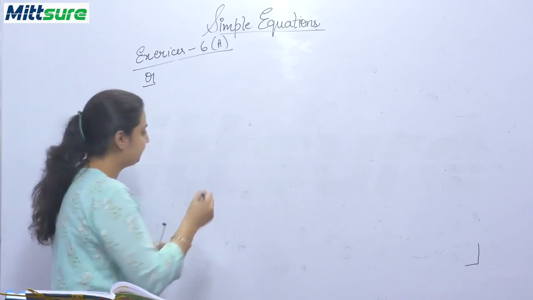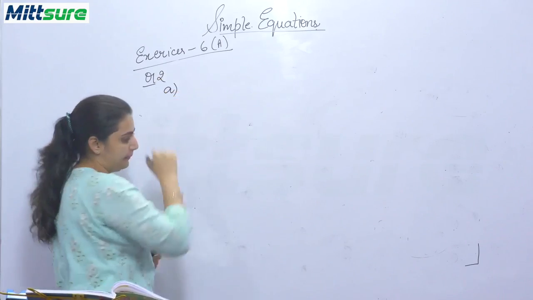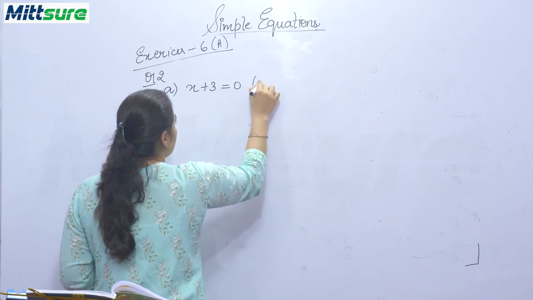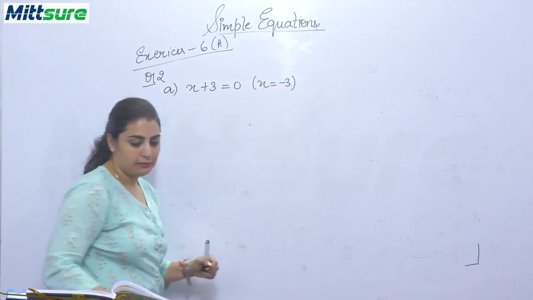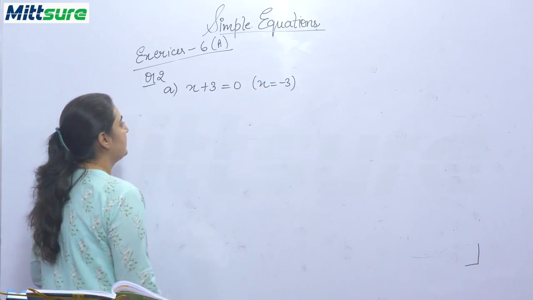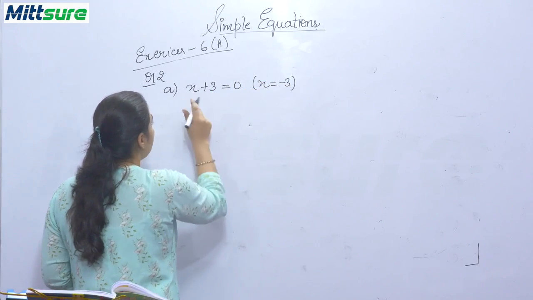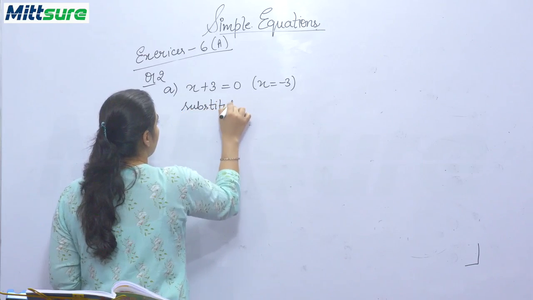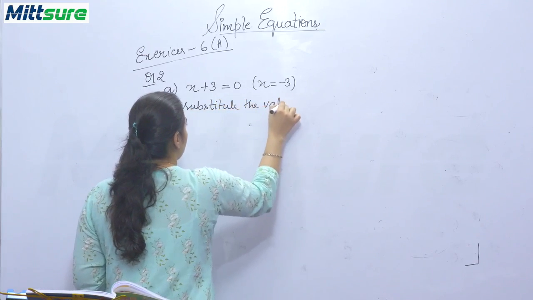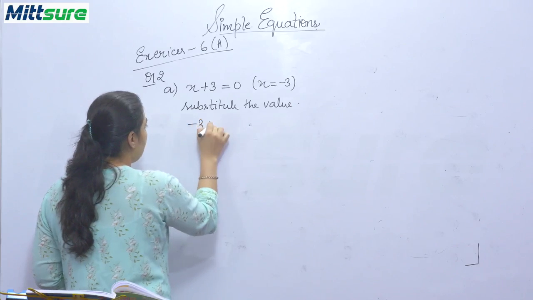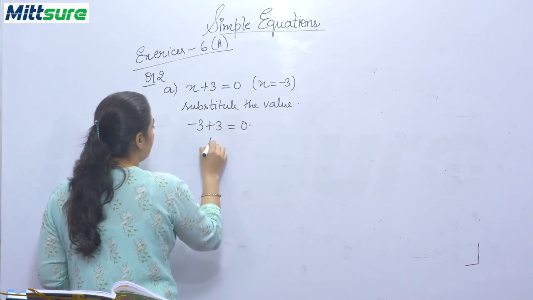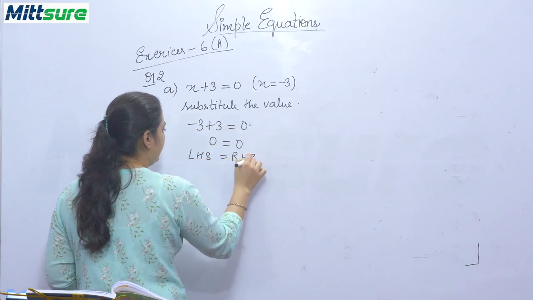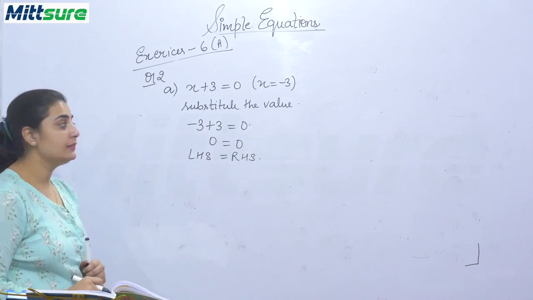Question number 2, A part. x plus 3 equals 0. So the value of x is given to you as minus 3. Right? Now let us see if I am getting minus 3 or not. If I substitute the value, minus 3 plus 3 equals 0. 0 equals 0. Left hand side equals right hand side. That means the value of x is correct.